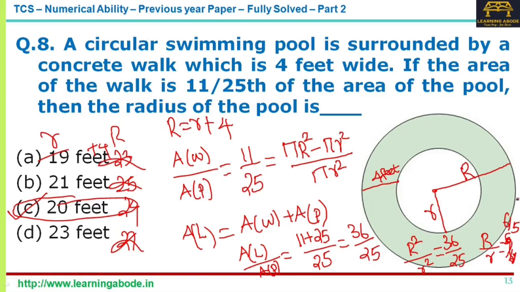So it is 24 and 20. Now what is asked is the radius of the pool, that is a small r, which is 20, which is answer option C. This is the best way to solve this question.